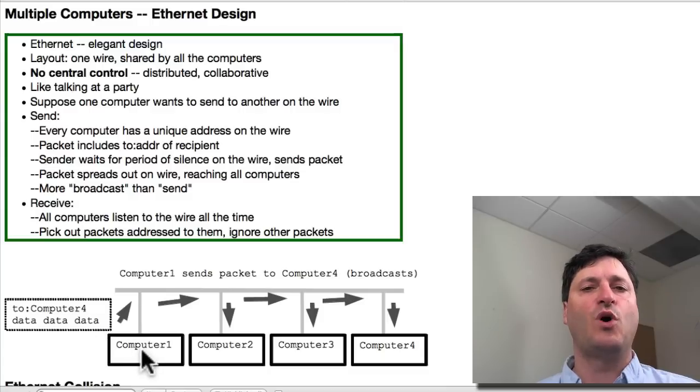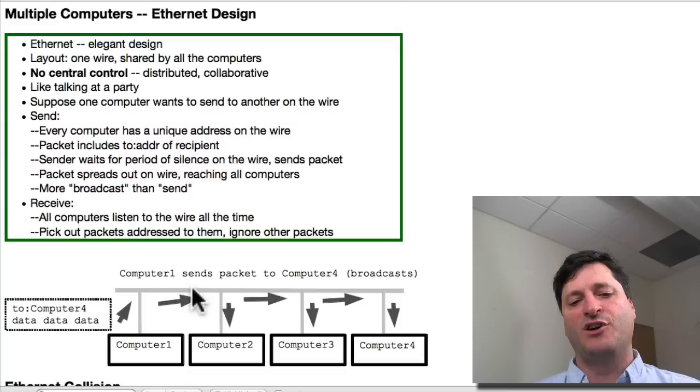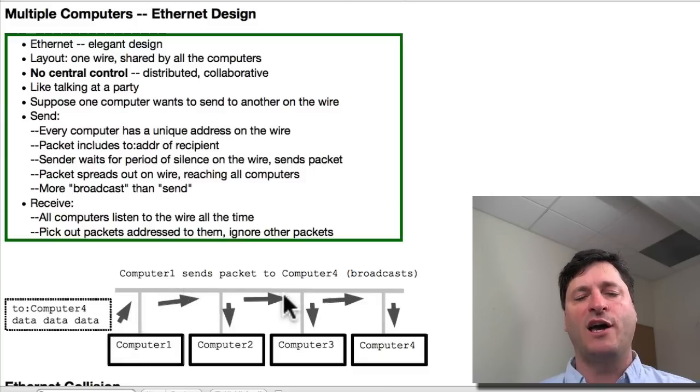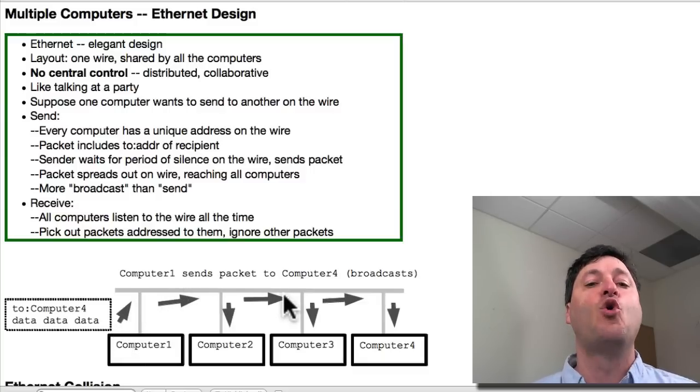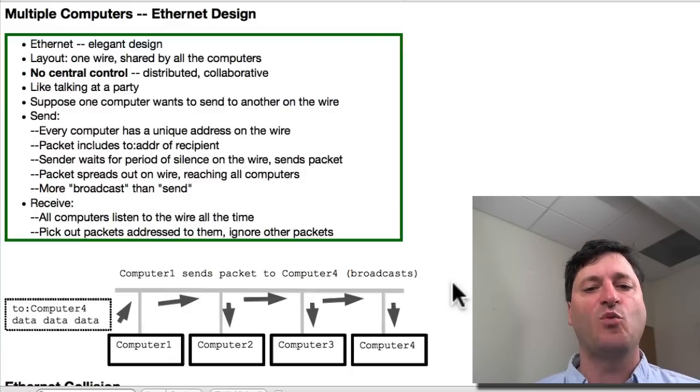And so when computer 1 hears a period of silence, computer 1 puts the packet on the wire, sends it out there. And naively, you sort of think, oh, well, the packet goes down here and turns right, goes to computer 4. But really, it's more like a broadcast. The signal of that packet just spreads out on the wire, to every corner of the wire. So it's really a broadcast. It just occupies the entire wire.